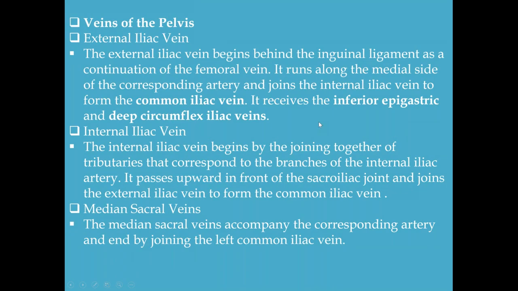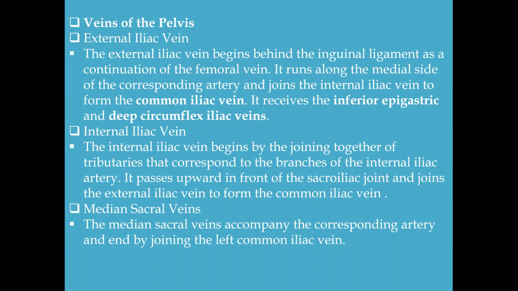So this is about the arteries. The veins of the pelvis are the external iliac vein, the internal iliac vein and the medial sacral vein. The external iliac vein begins behind the inguinal ligament as a continuation of the femoral vein. It runs along the medial side of the corresponding artery and joins the internal iliac vein to form the common iliac vein. It receives the inferior epigastric and deep circumflex iliac veins.